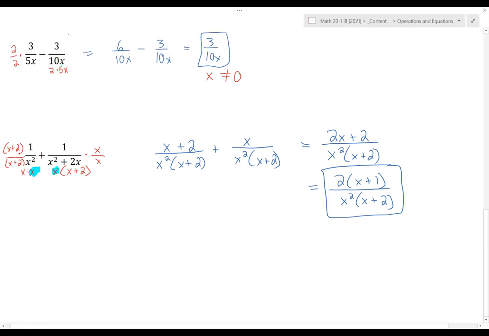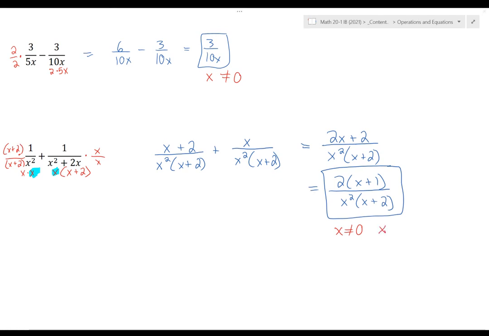My non-permissible values are anything that was in a denominator at any point. So x cannot equal 0 because x squared can't be 0, and x can't be negative 2. Those are my non-permissible values.